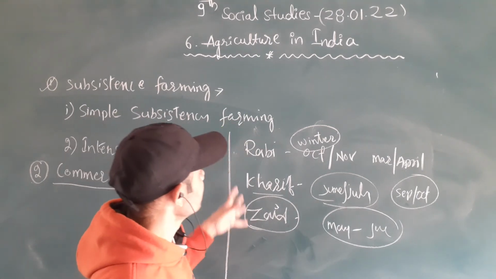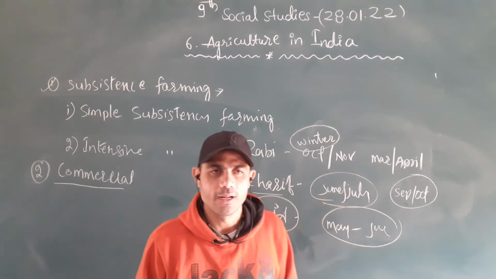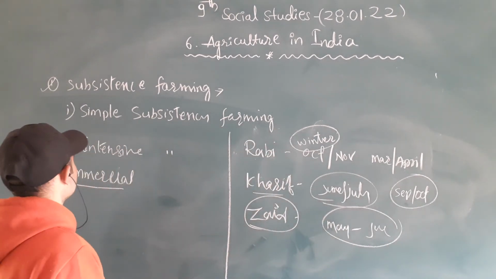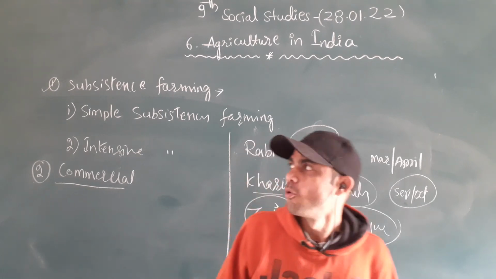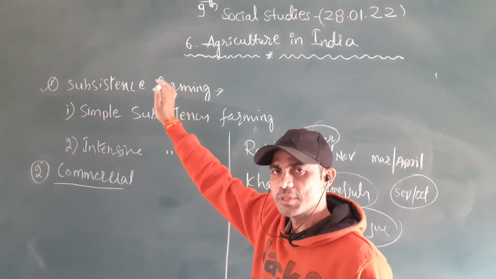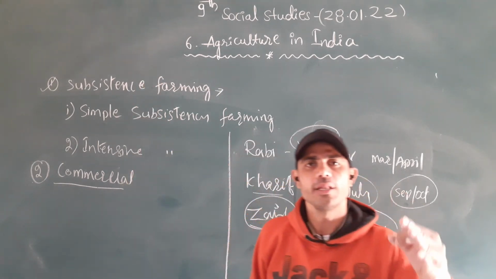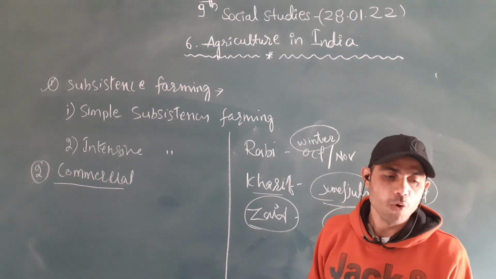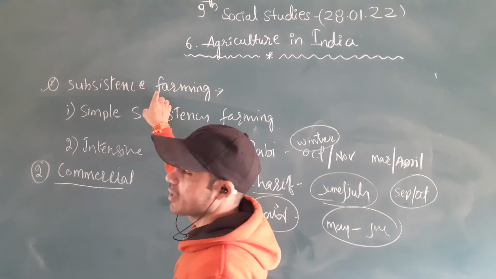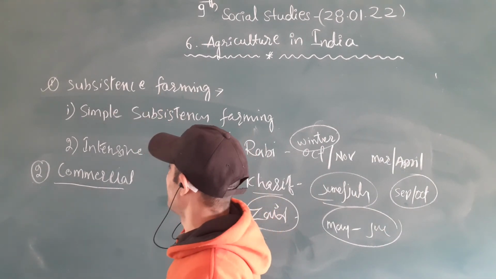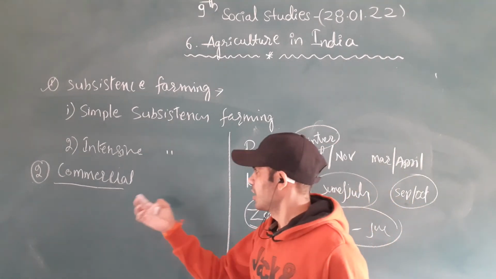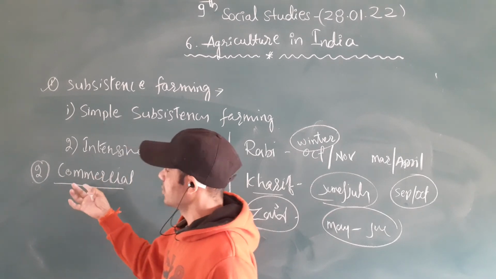So these are the seasons. We call them agriculture seasons, right? In this class we already discussed the types of farming. Subsistence farming means growing crops only for our own purpose, not for trading. Commercial farming means cultivating crops which are used for trading.